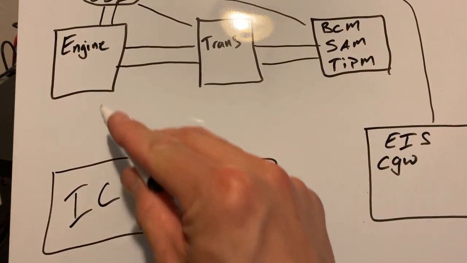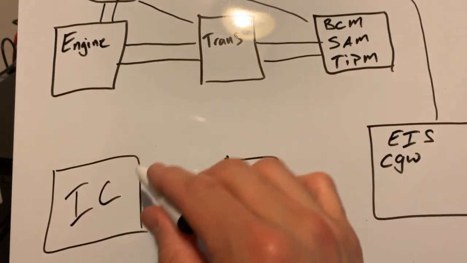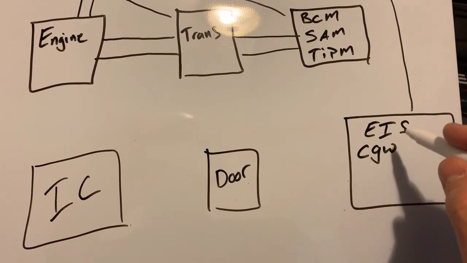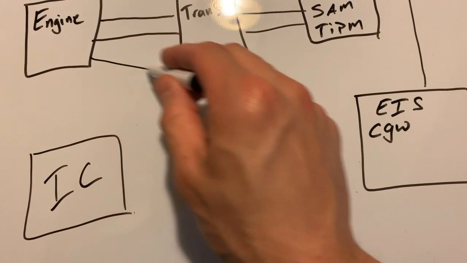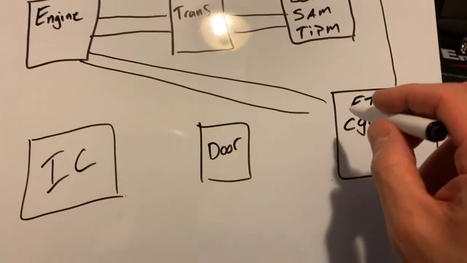Now, if the instrument cluster needs engine information, it's not going to go straight to the engine for the most time. Most times it'll go through a central gateway, or in the Mercedes, an EIS, which is the gateway, to get the information for the engine. So the engine is going to have two wires going to the EIS, but not direct.